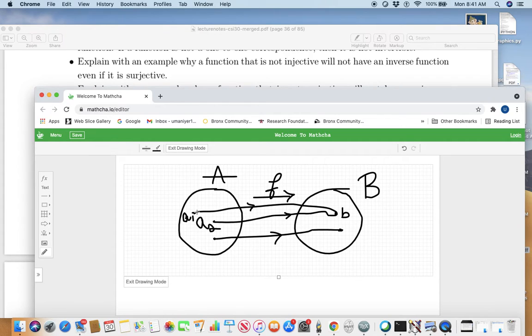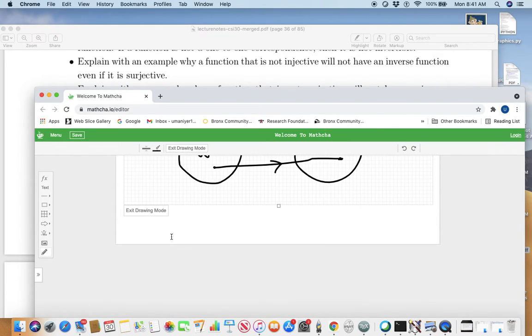B has two pre-images. In other words, the reverse function is confused which way to take B. Should it take it to A1? Should it take it to A2? In other words, the inverse is not well defined. That is why inverse is not a function. All right.